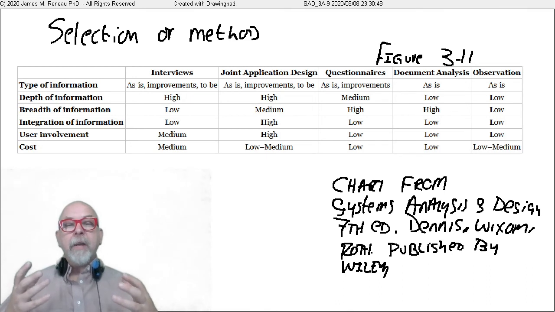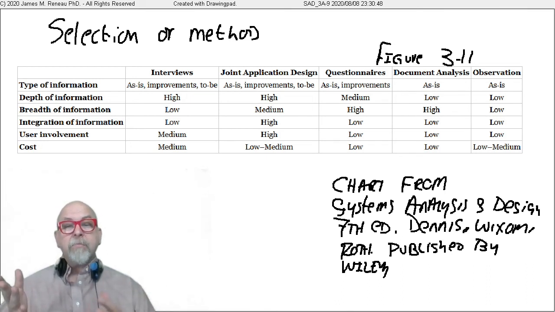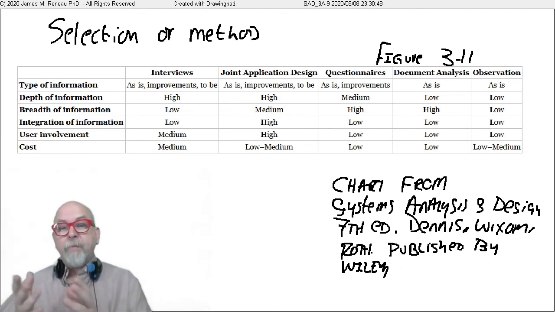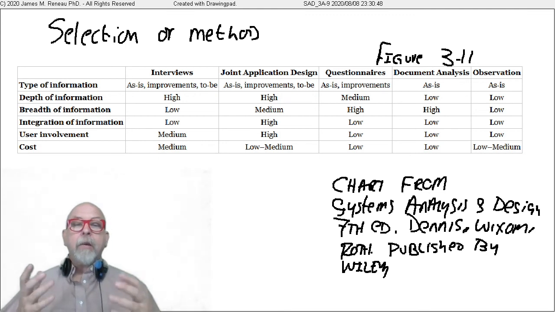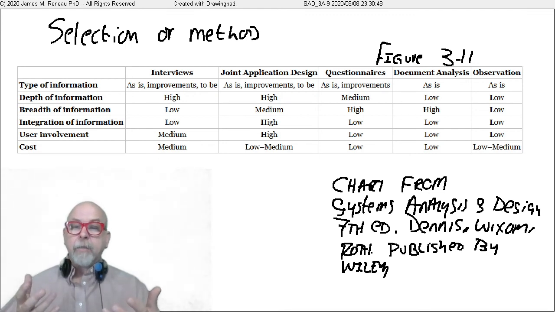For user involvement, it's somewhat intensive for the user. A little bit. We're taking a few hours out of your day or a few minutes out of your day several times, and then the cost is it's somewhat costly, but not very costly.